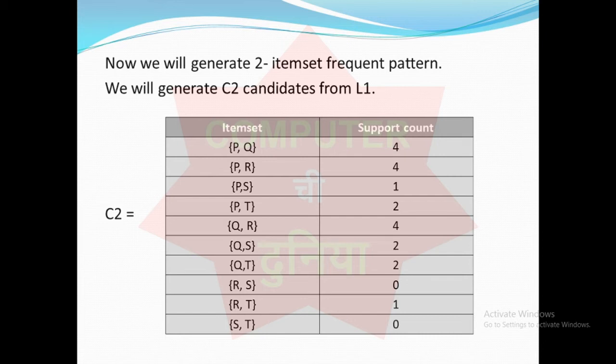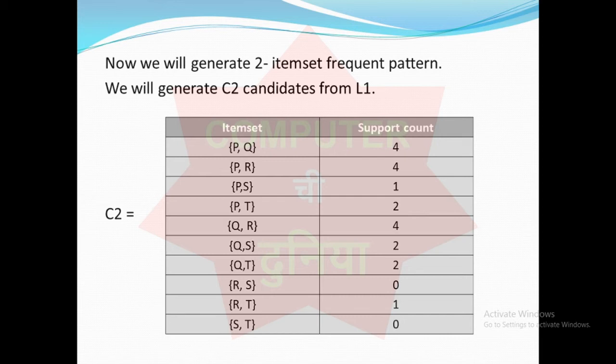Here you can notice I have skipped the pair QP, because in set theory, set PQ and set QP are both the same set. The order doesn't matter. Hence, I have skipped the pair QP.